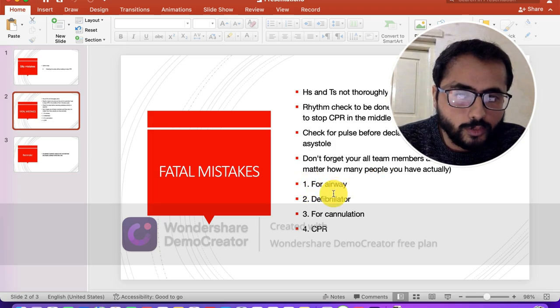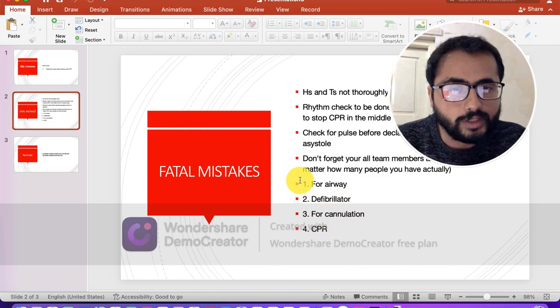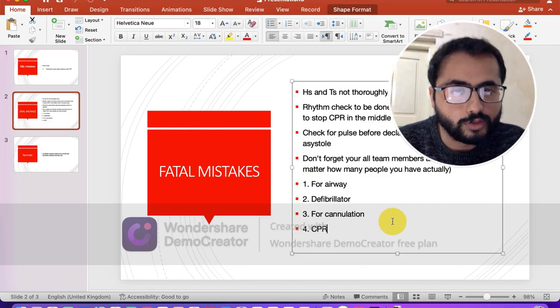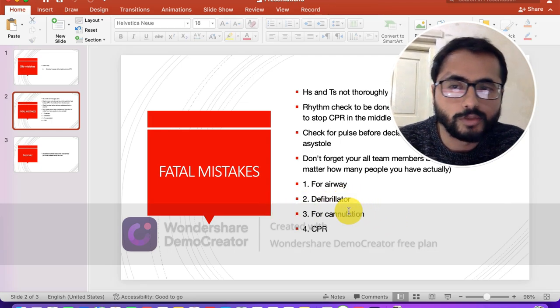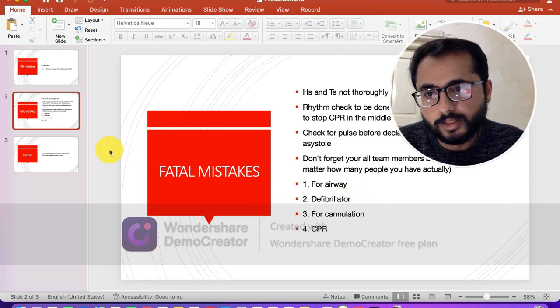So one is for the airway, one is for the defib, one is for the cannulation, one is for the CPR. These are very essential. So in one of the scenarios, I forgot about the airway because there were only 2 or 3 people.